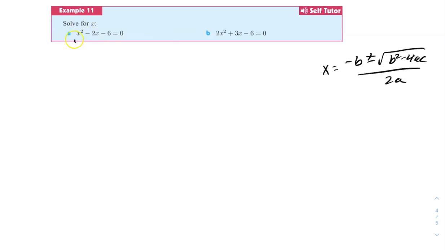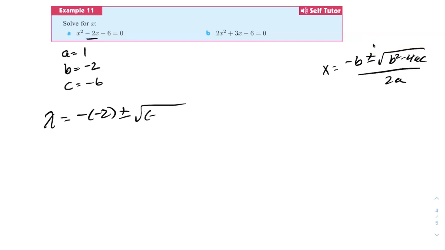So if I was going to do the first one here, now remember, a is the coefficient of the x squared, so in this case it's 1. B is the coefficient of the linear term, so negative 2. And c is the constant term, negative 6. And then we substitute into the formula, so x equals negative 2 plus or minus square root of negative 2 squared minus 4 times 1 times negative 6 all over 2 times 1.